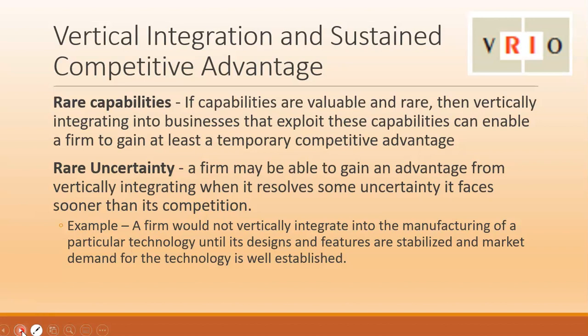Then we have to talk now about rare uncertainty. A firm may be able to gain an advantage from vertically integrating when it resolves some uncertainty it faces sooner than its competition. So for example, a firm would not vertically integrate into the manufacturing of a particular technology until its designs and features are stabilized in the market and demand for the technology is well established.